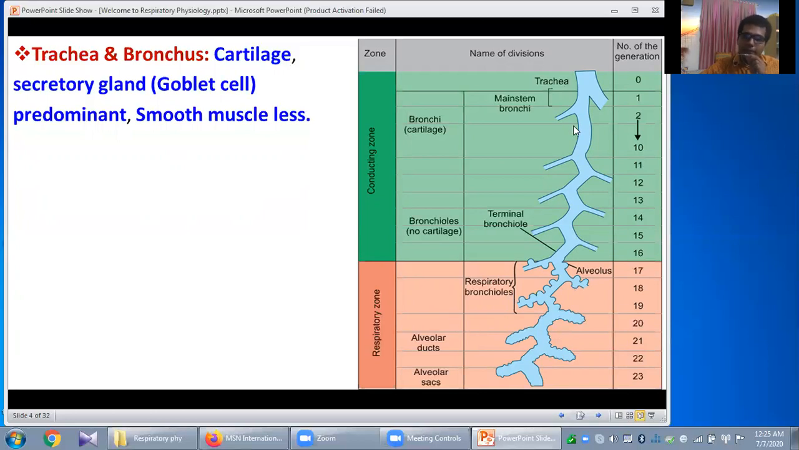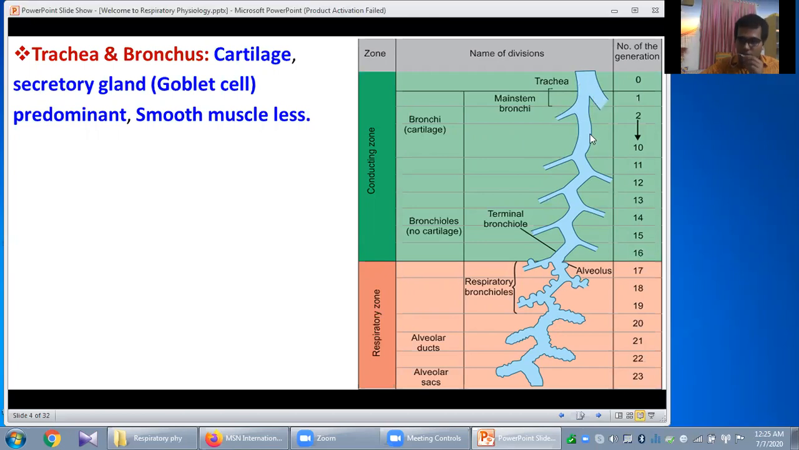Okay, so the respiratory zone begins from the respiratory bronchiole and extends to the level of the alveoli. And the conducting zone begins from the nose and extends up to the level of the terminal bronchioles. There is another subdivision of the respiratory tract where the trachea is considered as generation 0, and then the trachea is divided into right and left principal bronchus. They are called the first generation.